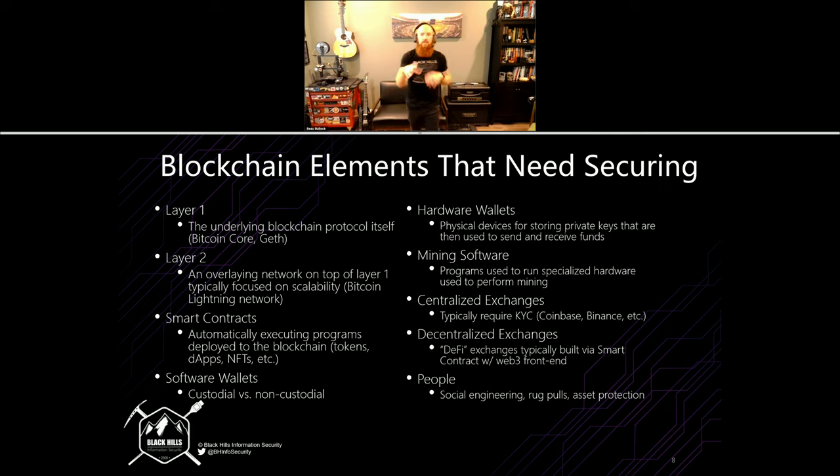Another element outside of these first three layers is software wallets and hardware wallets. I've done another webcast, and I think we have a blog post on the Black Hills site, where I talked about securing coins. You have the option of being in custody of your own cryptocurrency with a non-custodial wallet where you're actually in control of it, or using an online custodial-based wallet. Or you have hardware wallets too. These are physical devices for storing private keys that are then used to send and receive funds.